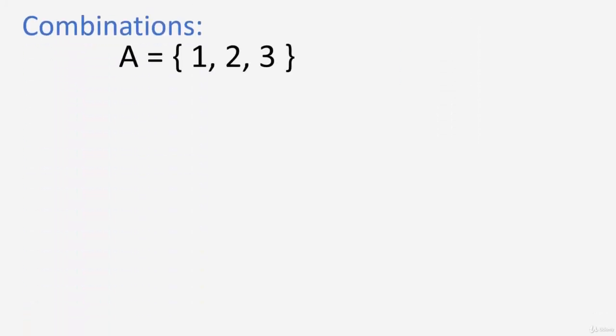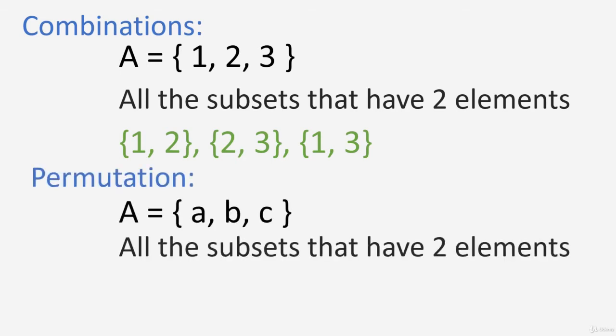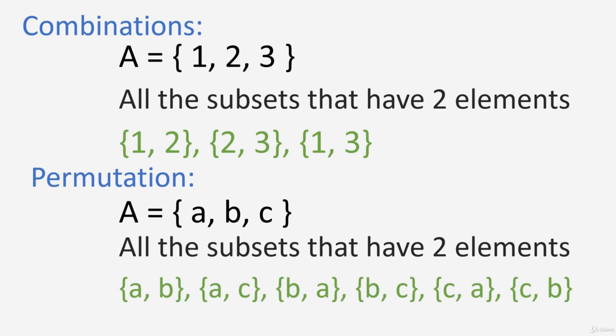So let me show you an example. Imagine that I have set A that is containing numbers 1, 2, and 3, and I want all subsets that have 2 elements. This is pretty simple. It is actually 1 and 2, then 2 and 3, and then 1 and 3. But now I want to demonstrate the difference between combinations and permutation. In permutation, it would be A and B, A and C, then B and A, B and C, and then C and A, and C and B.